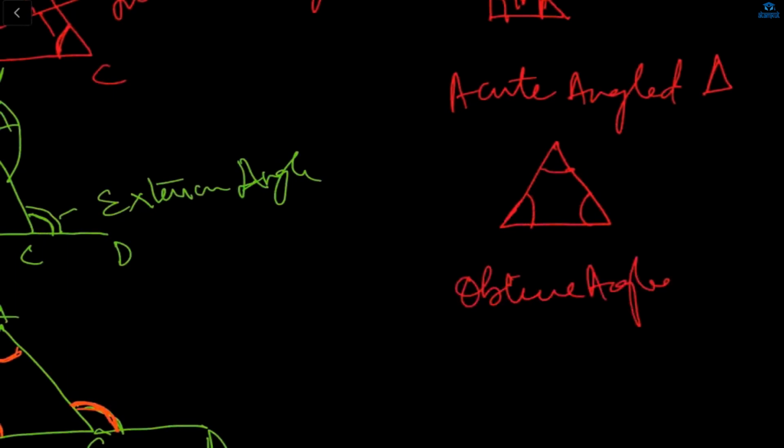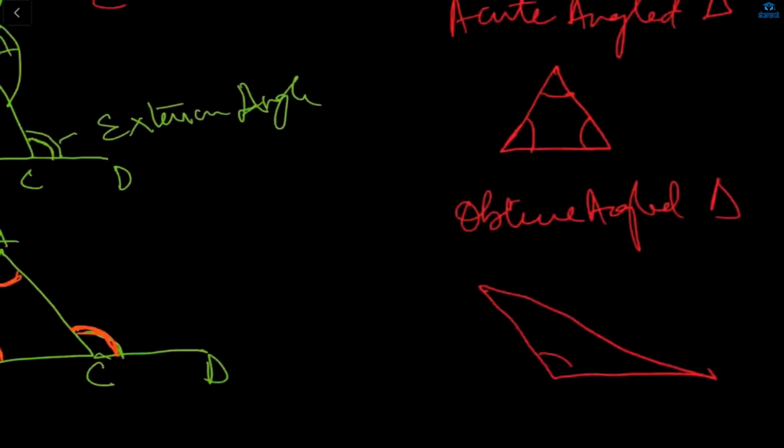Now there is the obtuse angle triangle. In an obtuse angle triangle, only one angle will be an obtuse angle. The rest two angles will always be acute angles. Any doubt in this? No, ma'am.